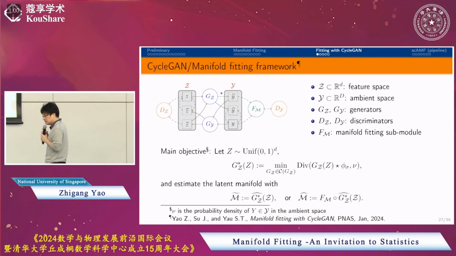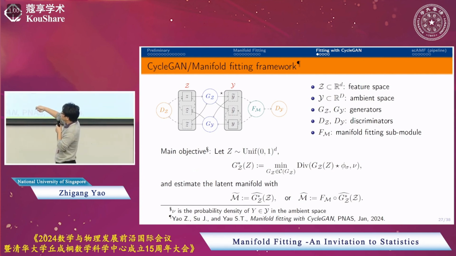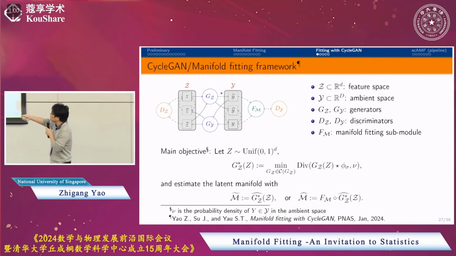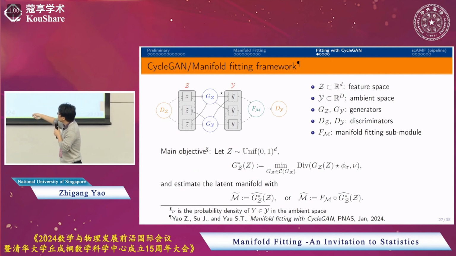What do I mean by fake data? If I have the Z here, which can be any noise, then I can generate some fake data, which is called Y tilde here. Y tilde is not data you actually observe, it's the fake data I generated. The discriminator D_Y has the job of differentiating Y tilde from Y. There's also another discriminator, D_Z here, which differentiates Z tilde from Z.